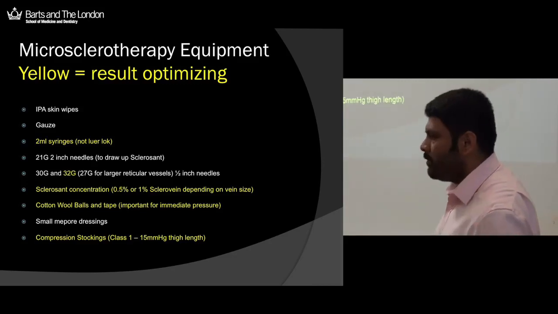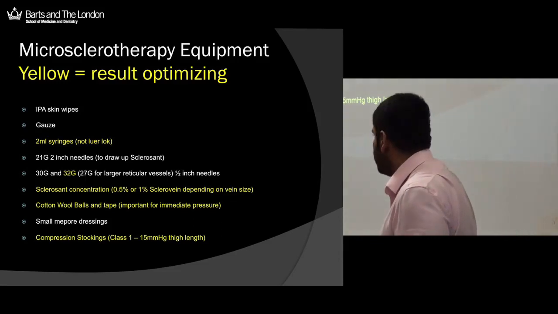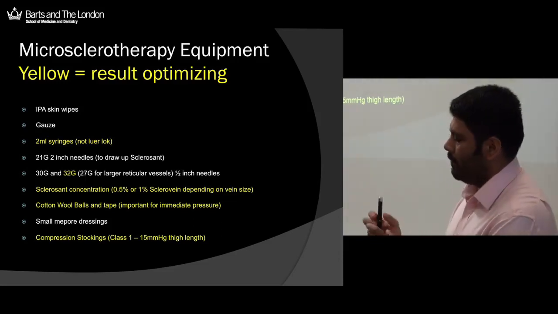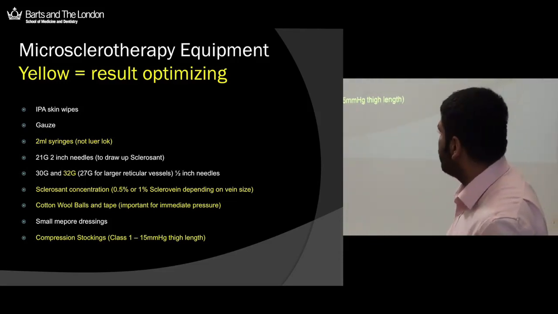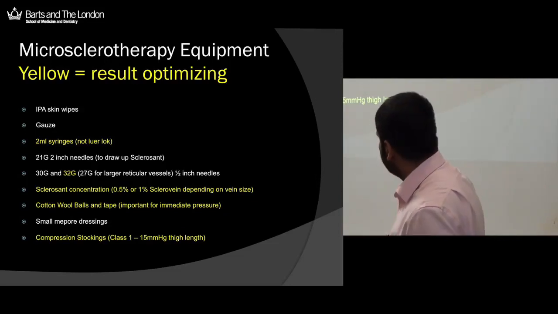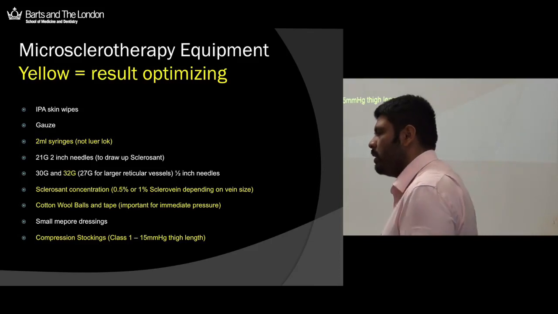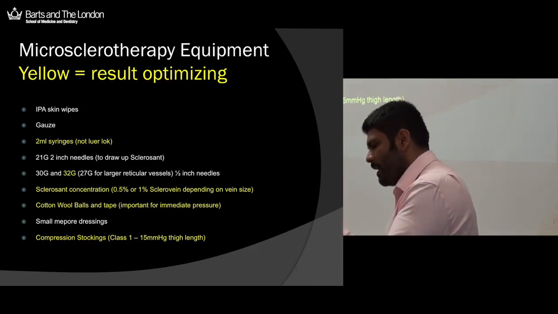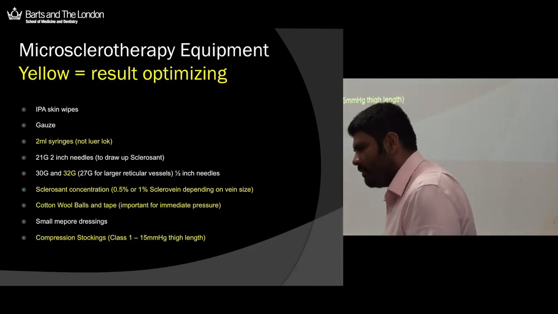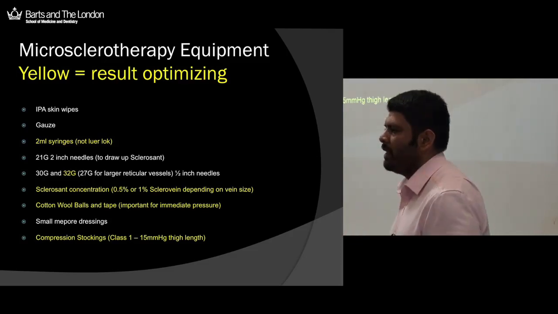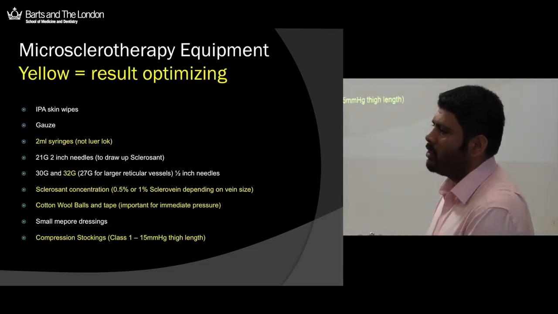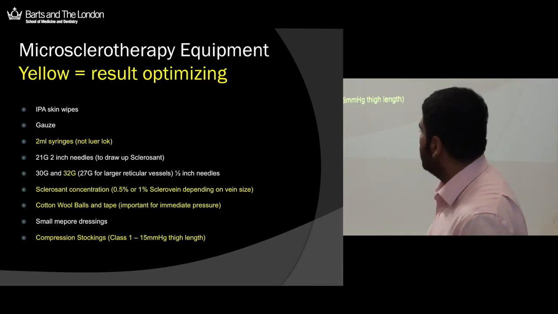32 gauge needles are useful. They can be obtained. They're not very easy to obtain, but finer telangiectasia and webs can be treated with 32 gauge needles. Sclerosant concentration, here is an important thing as well. Lots of people will think in their mind when they're treating veins, let's just go for something a little bit higher. It will make sure we shut down the vein adequately.